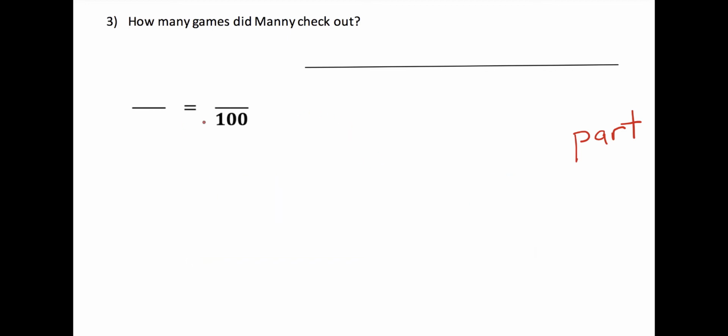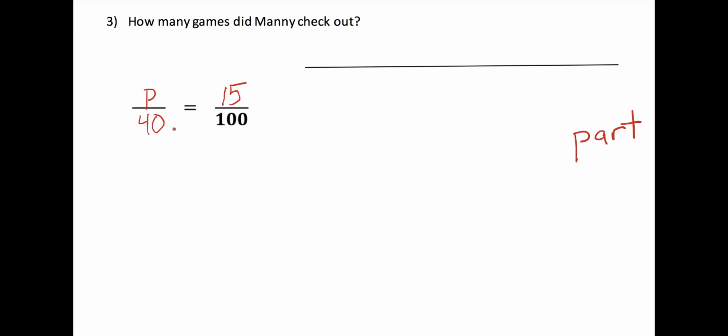If we know that there are still 40 games, that hasn't changed. That's the whole, right? And the percent we know because they gave it to us. He checked out 15% of the library of games. But it's the part that we don't know. So let's use P for part because part is unknown.